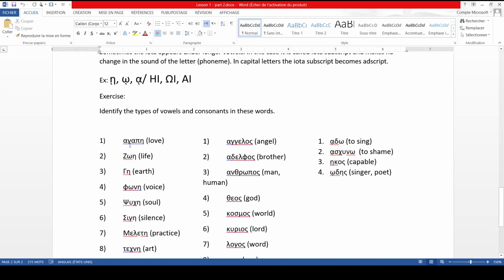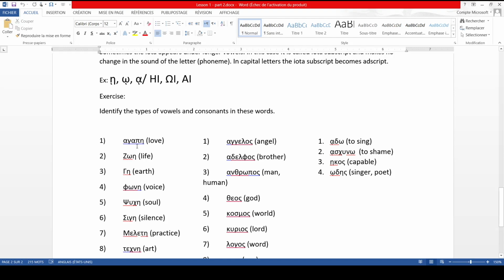Gamma. Is it a vowel or consonant? It's a consonant. Congratulations. Which kind of consonant is it? Is it a liquid consonant, a mute consonant, or another kind? It is a mute consonant. And which kind of mute? Gamma is a guttural one, or palatal, because it involves the throat in its pronunciation. So alpha is the same thing.